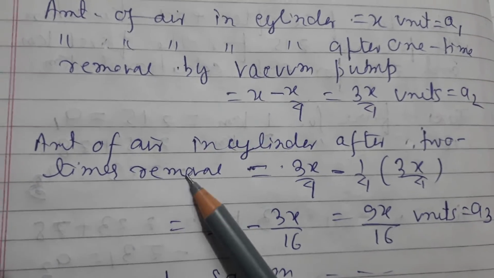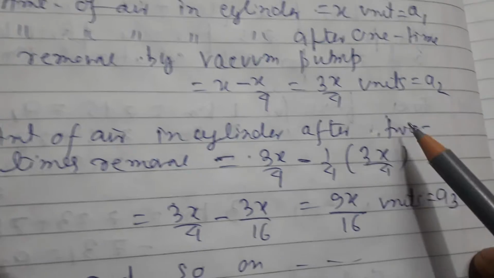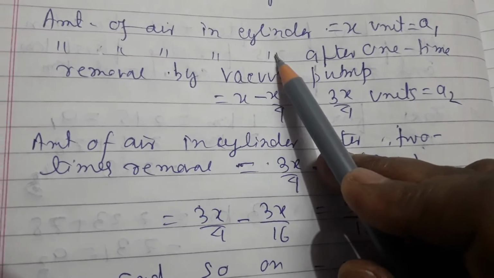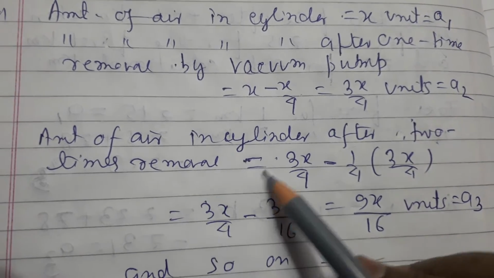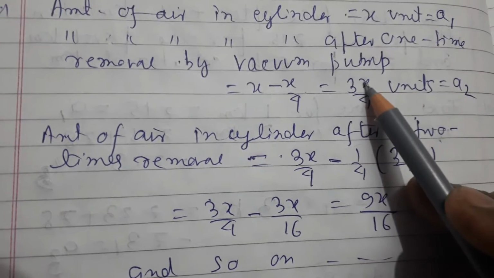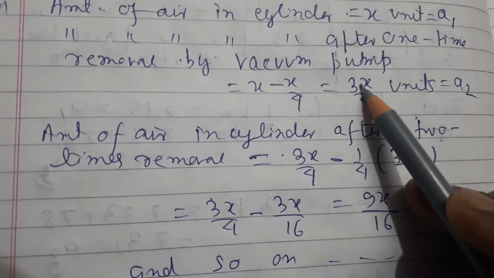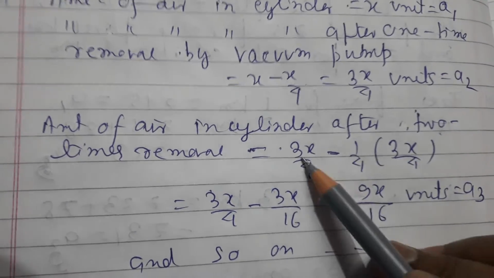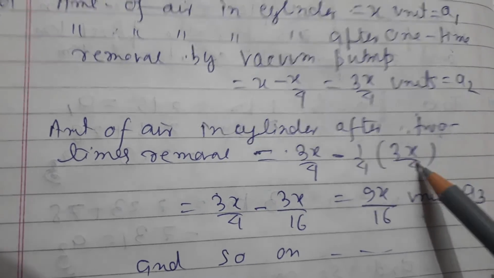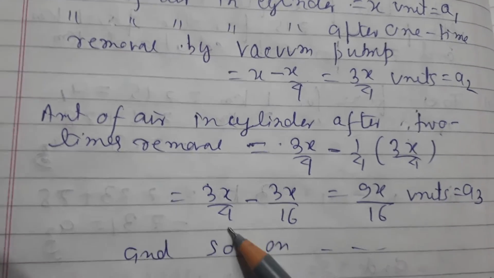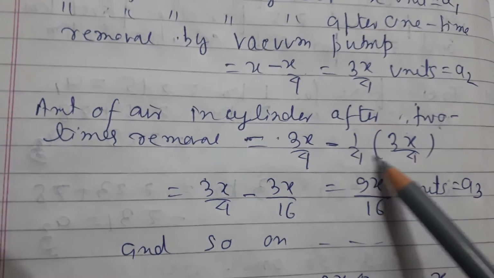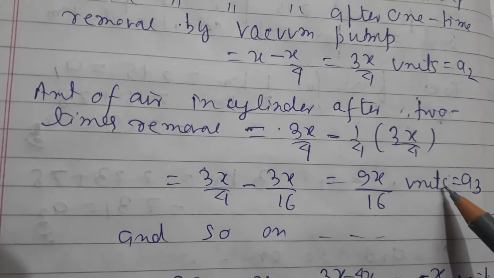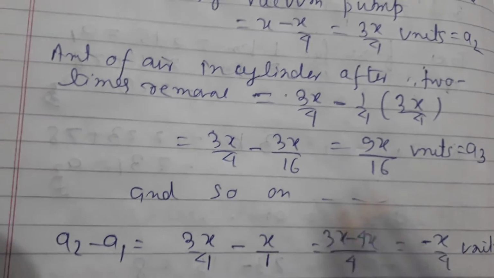And amount of air in the cylinder after 2 times of removal. This is the 1 time of removal, this is 2 time of removal, equal to 3X by 4, which was after 1 removal, minus 1/4 of this. So 1/4 into 3X by 4. So 3X by 4 minus 3X by 16, which is 9X by 16 unit. This is A3, and so on.